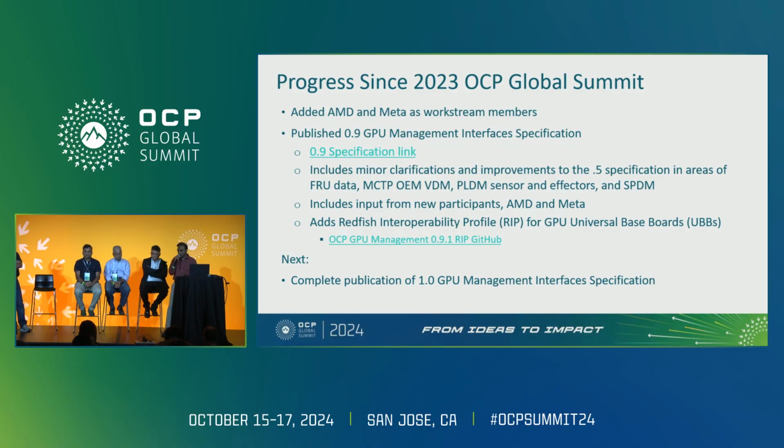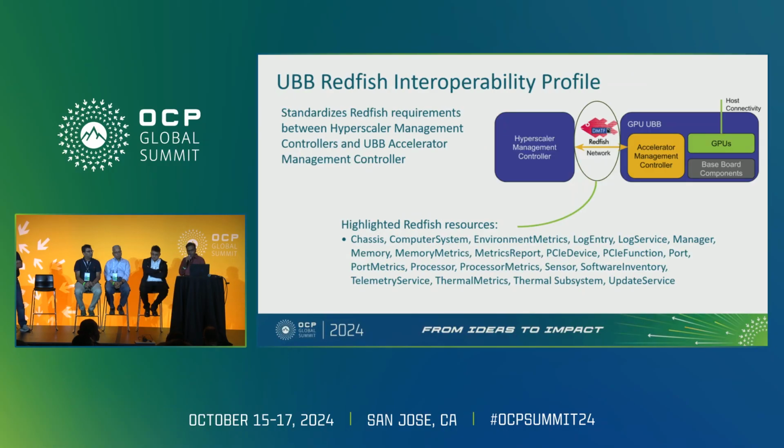And finally, but not the least, we have spent the last 6 months or even more standardizing the Redfish interoperability profile, specifically for GPU UBB. We released the 0.91 specification to the OCP GitHub back in summer. But in the last couple of weeks, we also managed to release the 1.0 specification to the GitHub, right? And let's talk more about the UBB's Redfish interoperability profile, RIP in short.